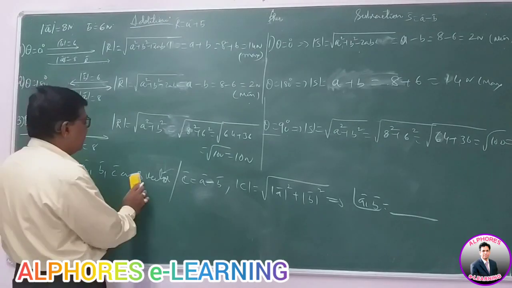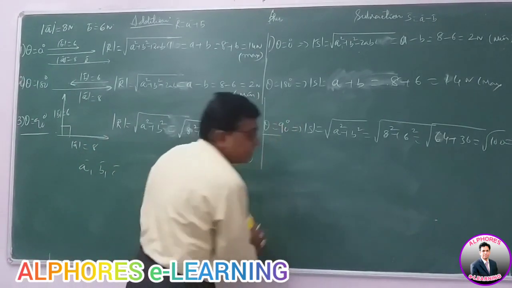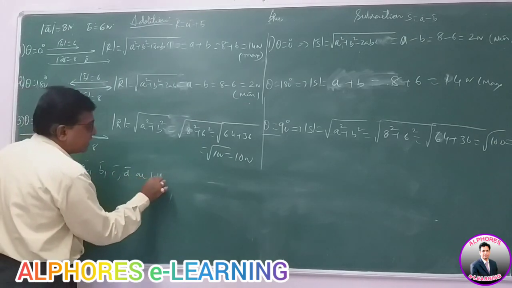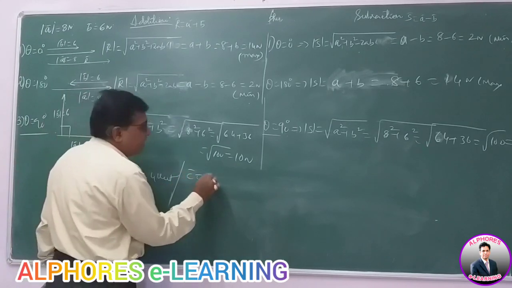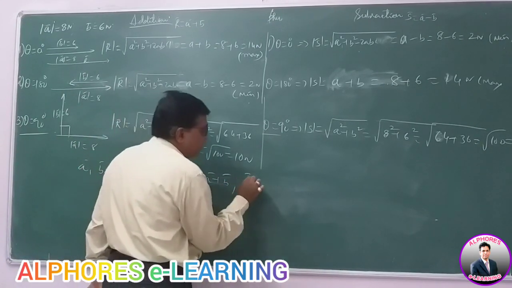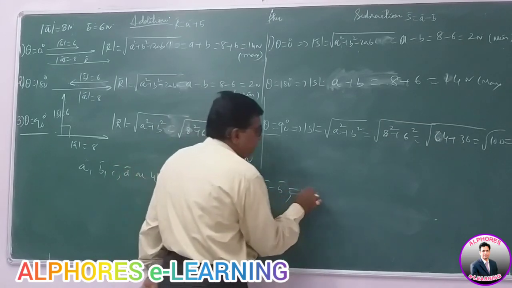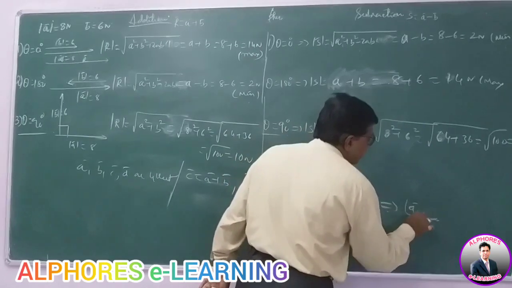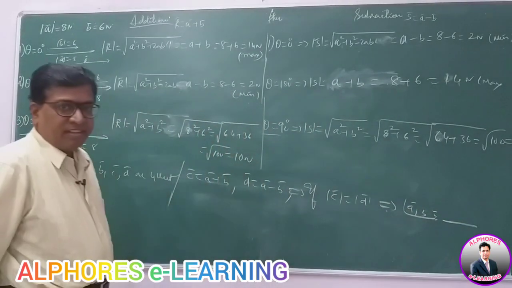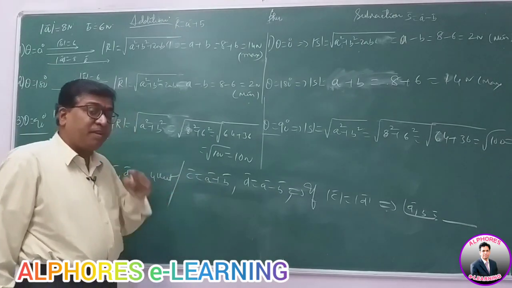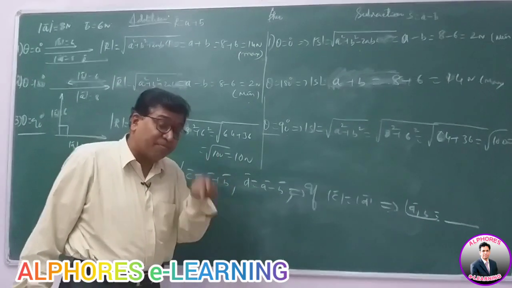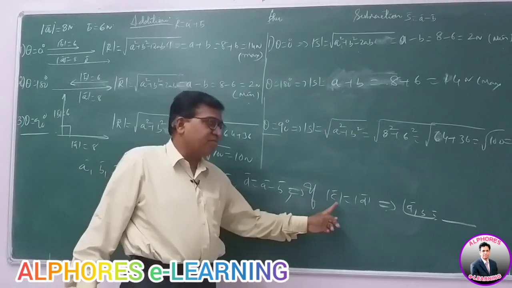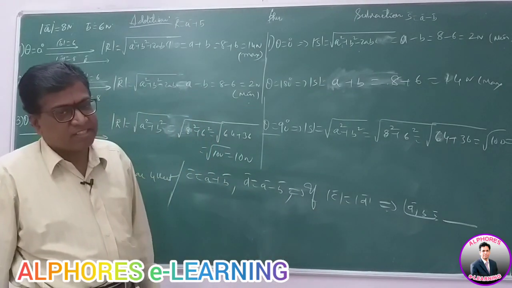He can even change the problem like this: A bar, B bar, C bar, D bar are four vectors such that C bar is A bar plus B bar and D bar is A bar minus B bar. If mod C is equal to mod D, implies what? C bar is A plus B, the addition resultant, and D bar is A minus B, the subtraction resultant, and both are of the same magnitude.